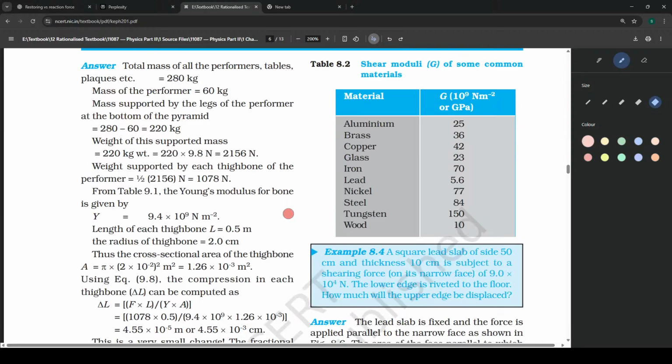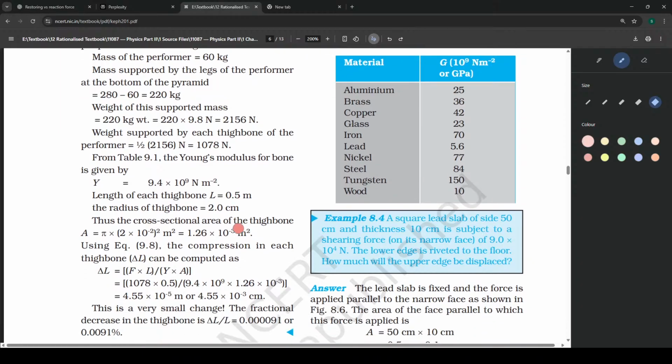The mass supported by the legs of the performer at the bottom of the pyramid is equal to 280 minus 60. That is 220 kg. The weight of the supported mass is 2156 Newton. The weight supported by each thigh bone, if we divide it by half, is about 1000 Newton.